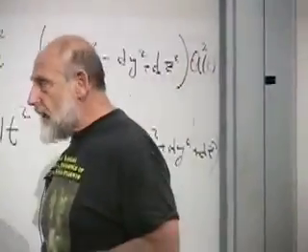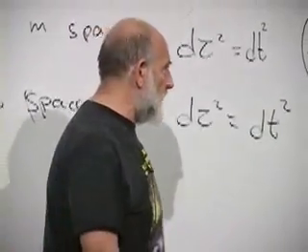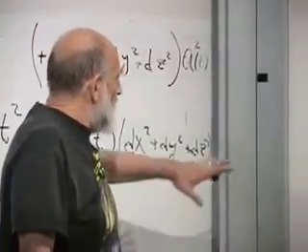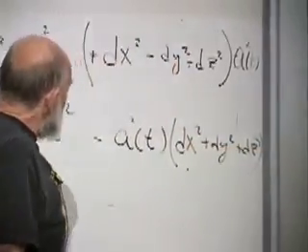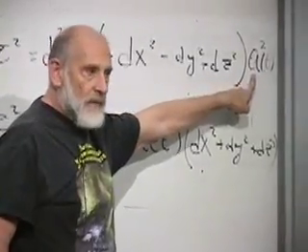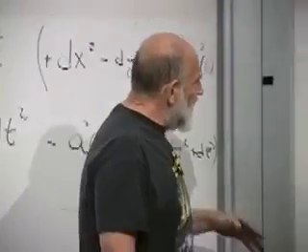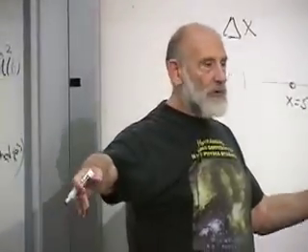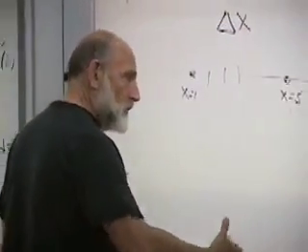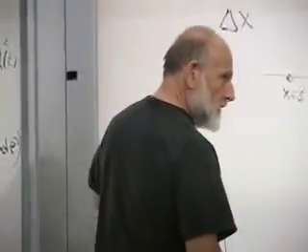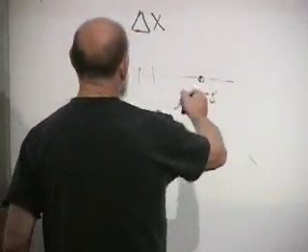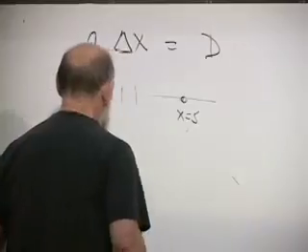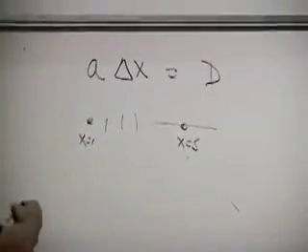What's the actual numerical distance in meters, or whatever units we use, between those two points? To find it, we have to multiply by A. A is the conversion factor from these labels, which are simply labels, to actual metrical distances measured in whatever physical units we like. I'll use meters. The actual distance is A times delta x, and let's call that d, for distance. And A is a function of time.